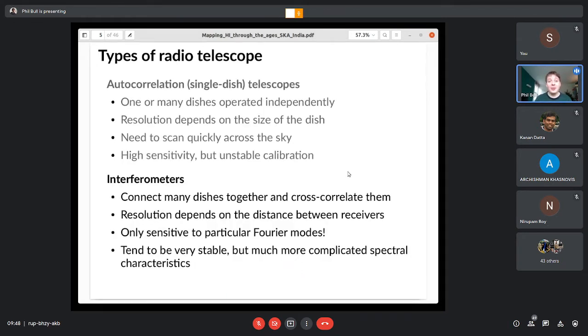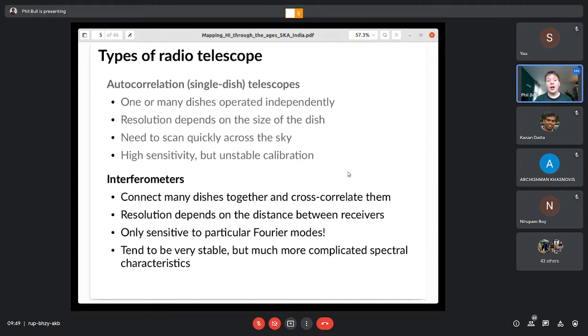Alternatively, you can build an interferometer, and this tends to be the more popular approach. So you can connect many dishes together, and then you cross-correlate the voltage signals from those. So cross-correlate and average, and you get visibilities. You can measure visibilities, which are a sort of proxy for measuring particular Fourier modes on the sky. The resolution now depends on the distance between the receivers mostly, rather than the size of the dishes or reflectors themselves. And interferometers tend to be much more stable than a single dish telescope.